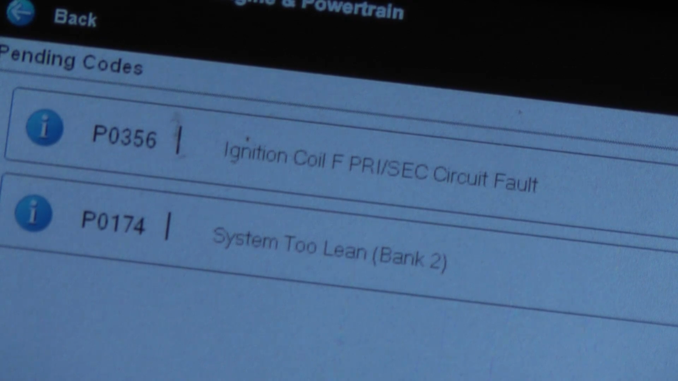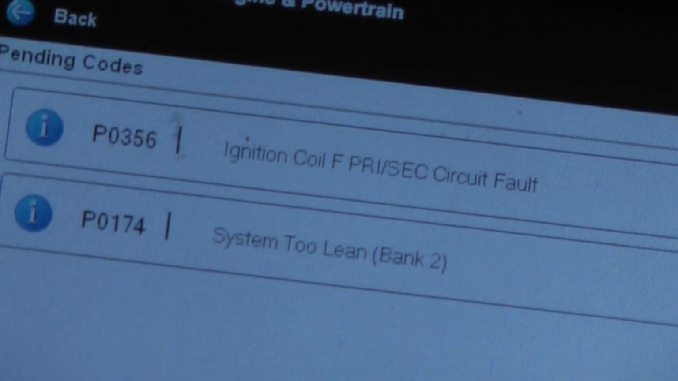And then we have a 174 code, which is bank 2. Now if you know Fords are numbered, this is a V8, 1, 2, 3, 4 on bank 1, and 5, 6, 7, 8 on bank 2. So cylinder 6 is going to be on bank 2, and so with a misfire on cylinder 6, we're going to ignore this lean condition code for right now. We're going to address the cylinder 6 misfire first.